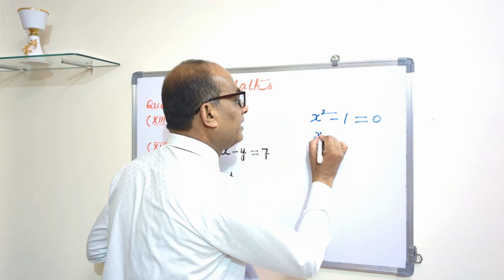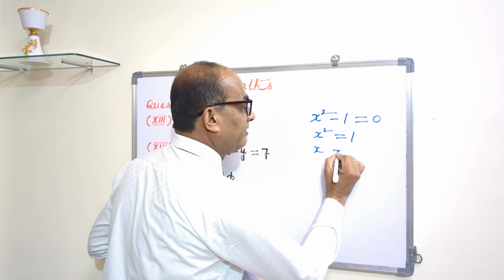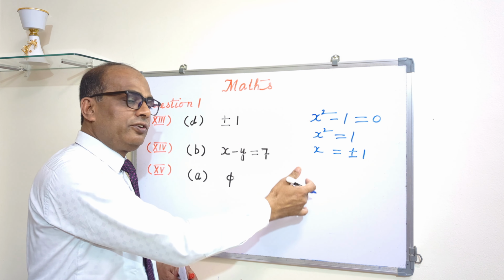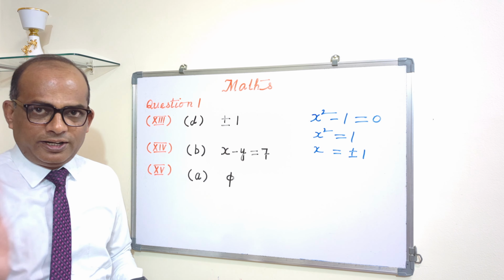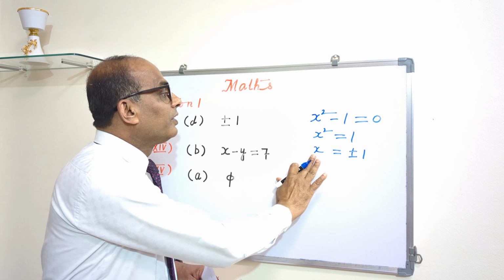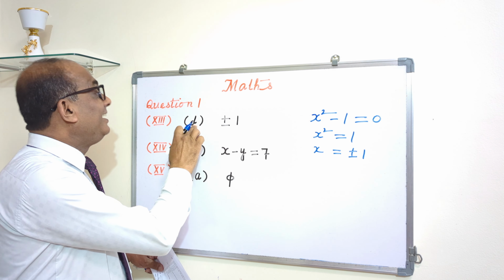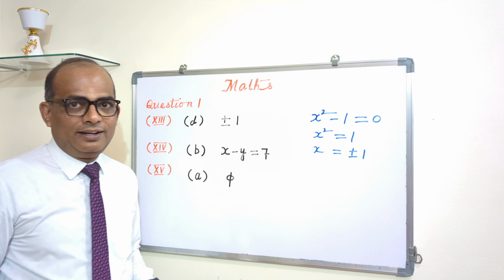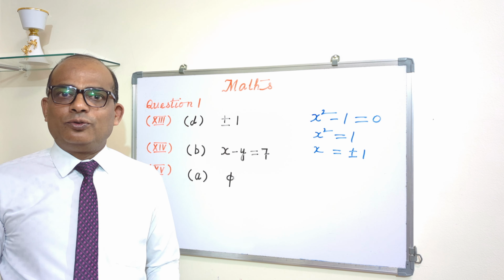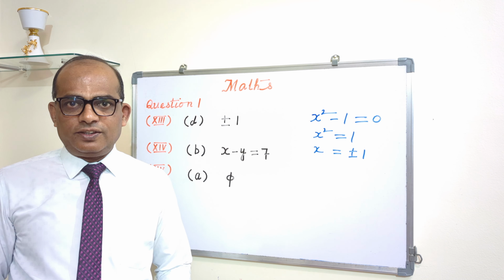So from here you get x square is equal to 1, and therefore x is equal to plus minus 1. Whenever we find out the square root, we write down plus and minus both, and depending upon the situation, sometimes we reject one of the values. But here x is equal to plus minus 1. So the correct option is D, which is plus minus 1. Clear? Okay.